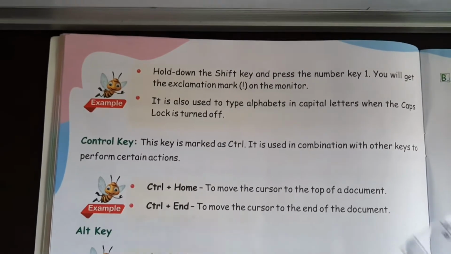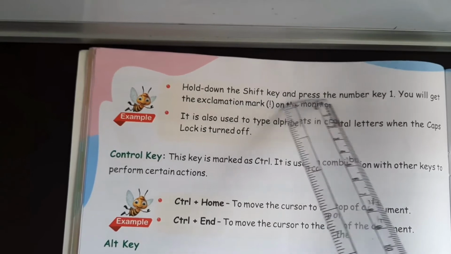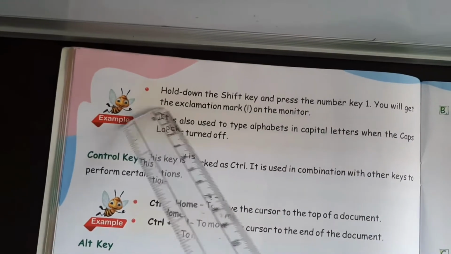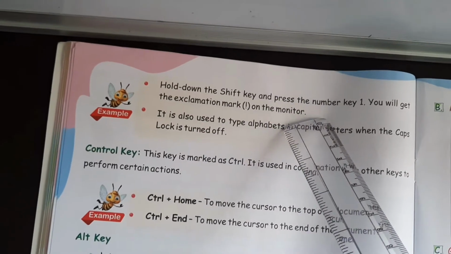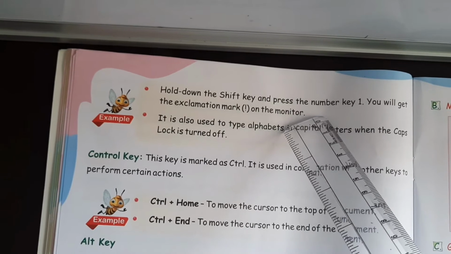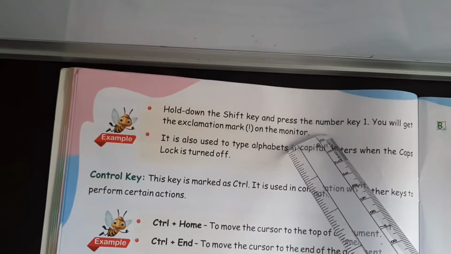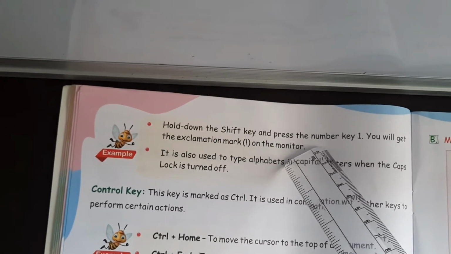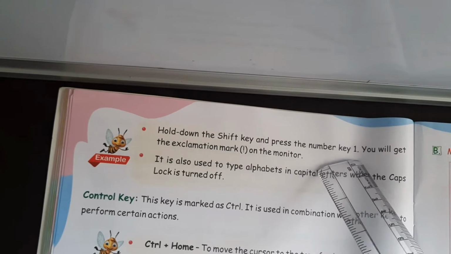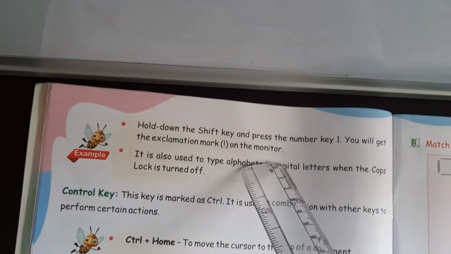See, we will read about that here. Hold down the Shift key and press the number key 1. You will get the exclamation mark on the monitor. So this is an exercise, right? An activity which you can do on your computer or on your laptop. When you are typing, you press the Shift key, keep it pressed, don't leave it, and also press the number 1 key, and you will be able to write the exclamation mark on the monitor.